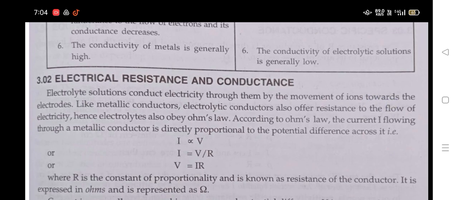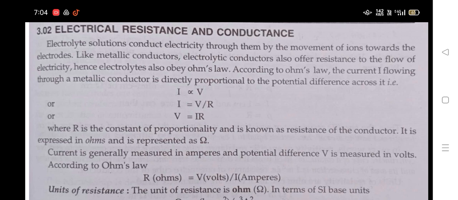Electrical resistance and conductance. Electrolyte solutions conduct electricity through them by the movement of ions toward the electrodes. Like metallic conductors, electrolytic conductors also offer resistance to the flow of electricity, hence electrolytes also obey Ohm's law. According to Ohm's law, the current I flowing through a metallic conductor is directly proportional to the potential difference across it. That is, I is directly proportional to V.